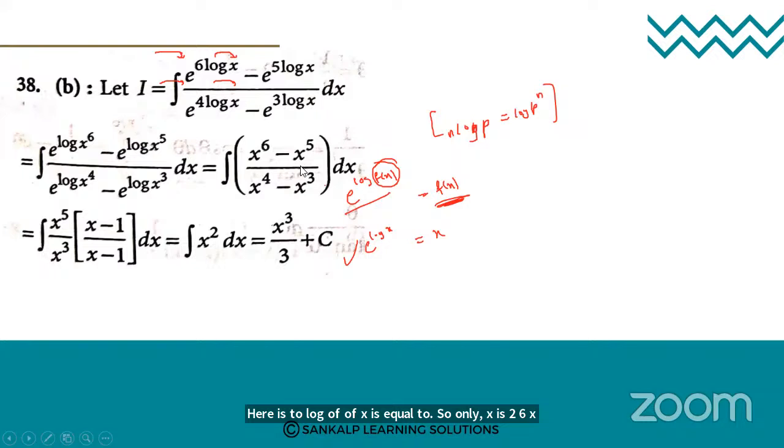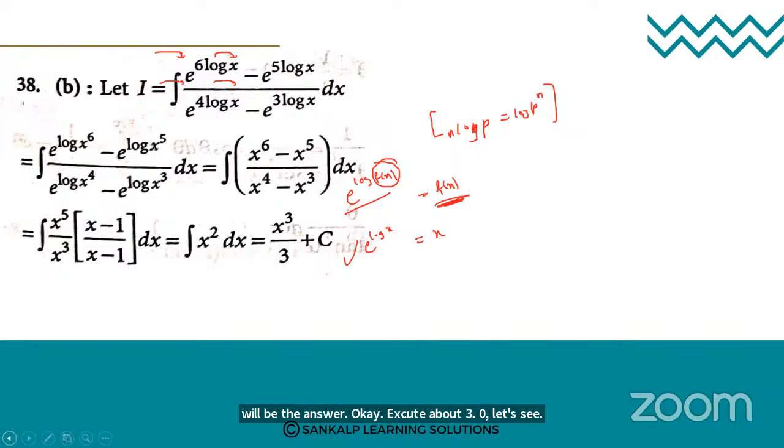So (x^6 - x^5)/(x^4 - x^3) dx will remain. Now in the numerator we take x^5 common, and in the denominator we take x^3 common. So x - 1 will cancel off. x^5 upon x^3 will be x^2 dx, or on simplifying we get x^3/3 + c as the answer. So x^3/3 + c will be the final answer.